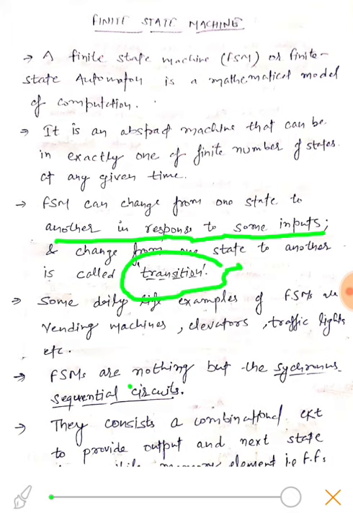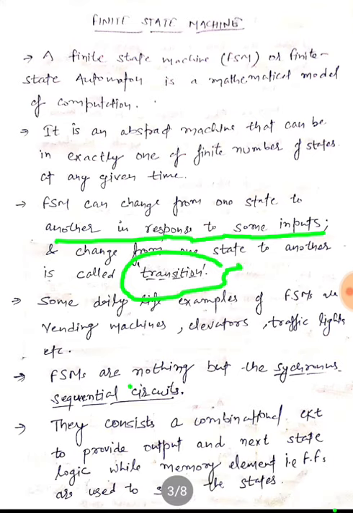These are synchronous sequential circuits, that is, they work on the application of a clock signal. When the clock signal is high, only then there will be a change of state. Otherwise, if the clock signal is low, the system would remain in the same state until the clock is applied.